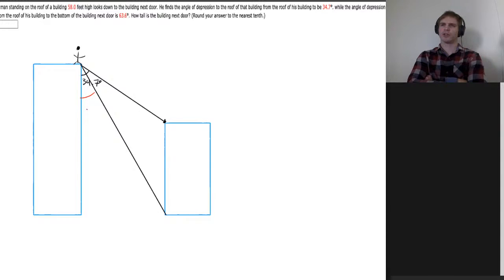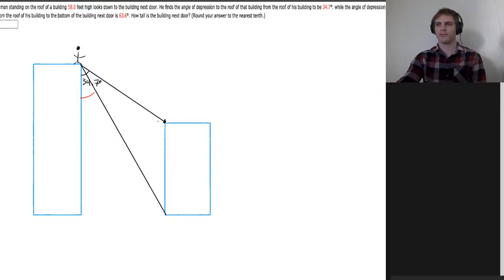I wonder if I'm not misreading this. Standing on a building, he looks down to the building next door. Finds the angle of depression to that building on his building, 7 degrees. While the angle of depression from the roof of his building to the bottom of the building next door is 63. Very interesting. The only thing that I could think is they mean an elevation.